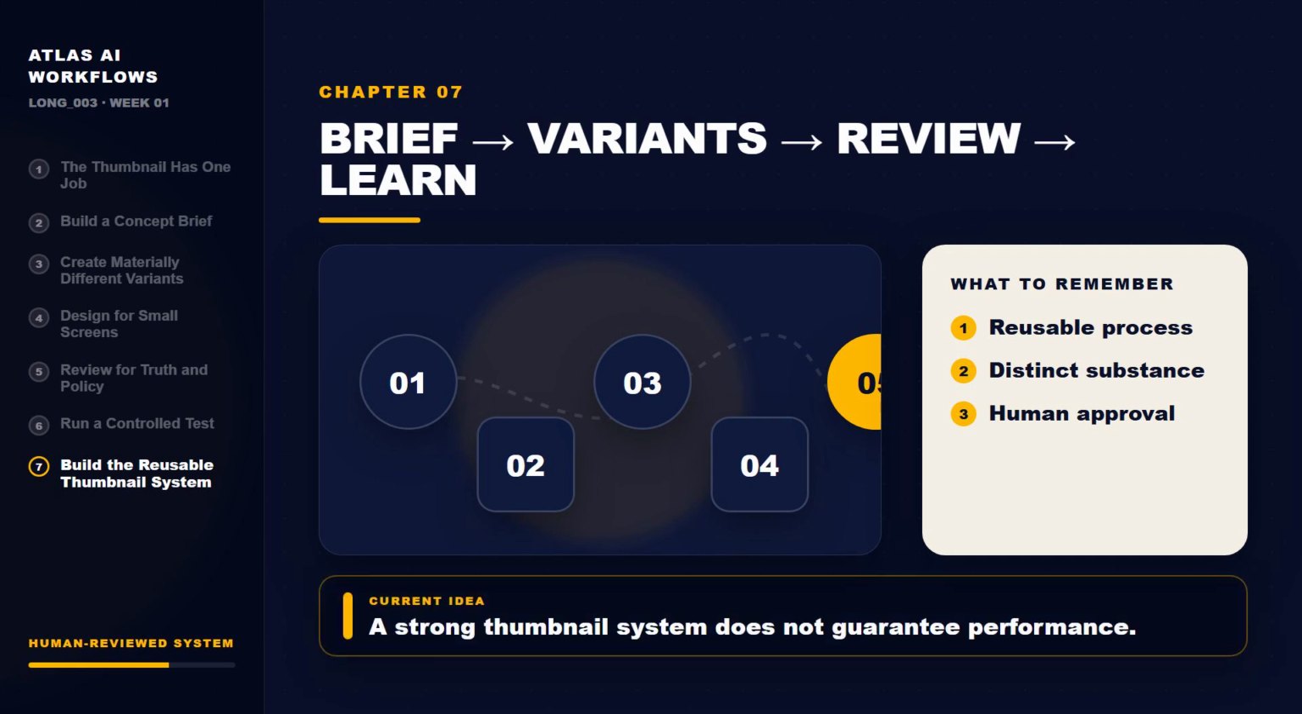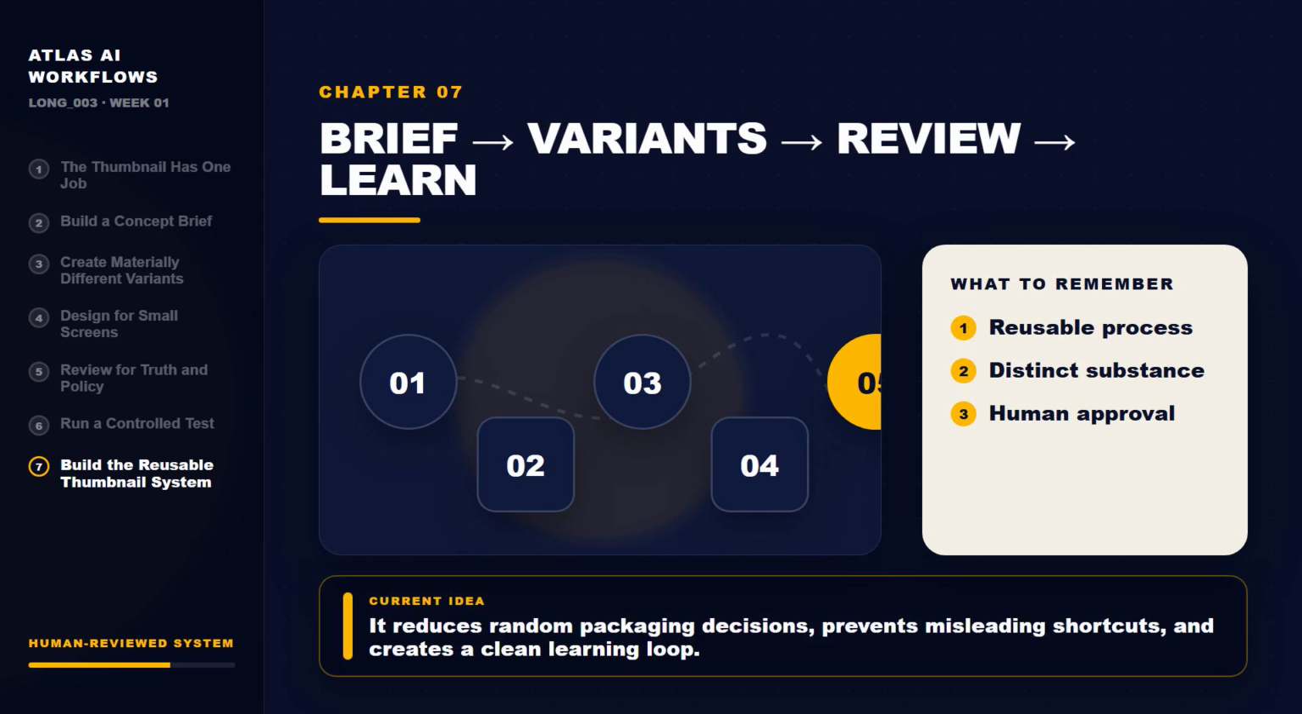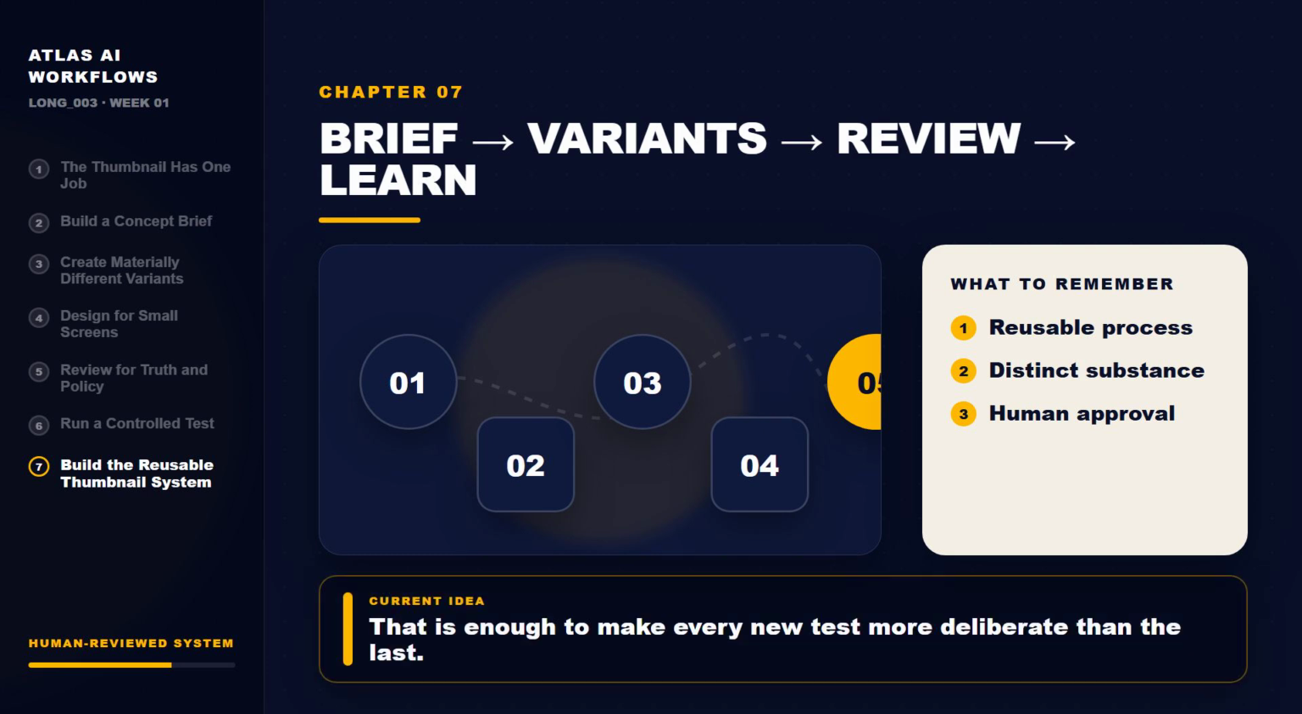A strong thumbnail system does not guarantee performance. It reduces random packaging decisions, prevents misleading shortcuts, and creates a clean learning loop. That is enough to make every new test more deliberate than the last.